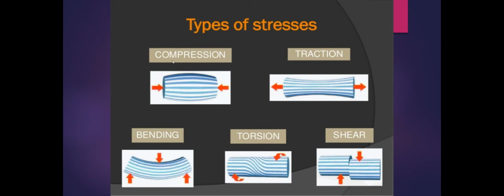Compression will be the force applying on the same sense, but on opposite directions, like you can see in this image. So since they tend to get closer, the object will get shorter but wider. The opposite to compression would be traction.